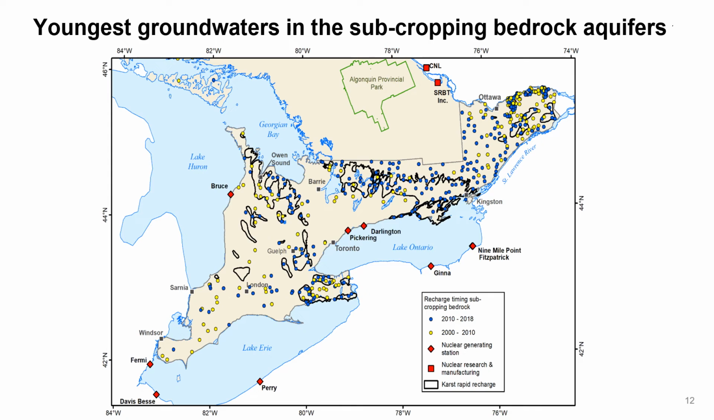And we see that these youngest waters are really clustered within those karst areas, except where we have some Precambrian outcrop just south of Algonquin Park.